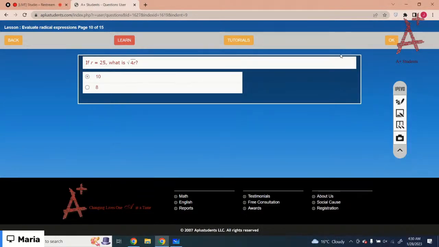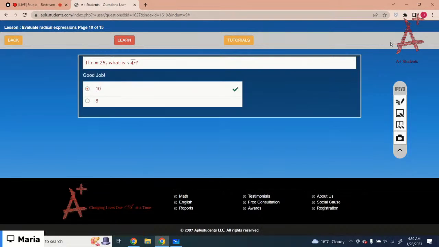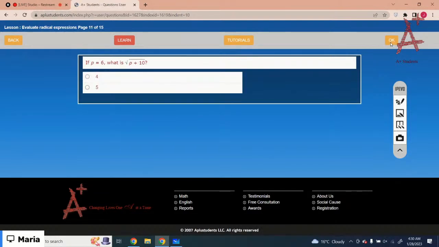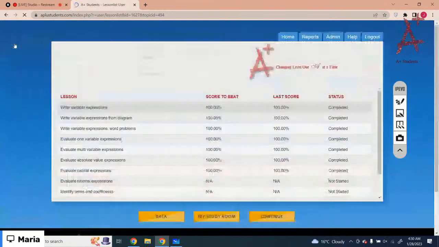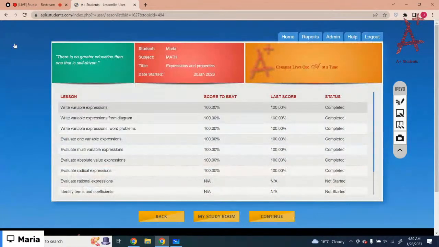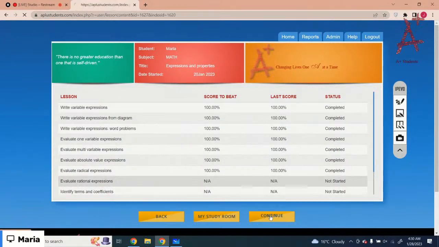Okay, you can complete the test by yourself later today. Let me just move on to the next lesson. So if you need more help with the lesson, you can contact any tutor on Skype. They are available from Monday to Friday, 5 to 9. Got it? The next one is evaluate rational expressions.